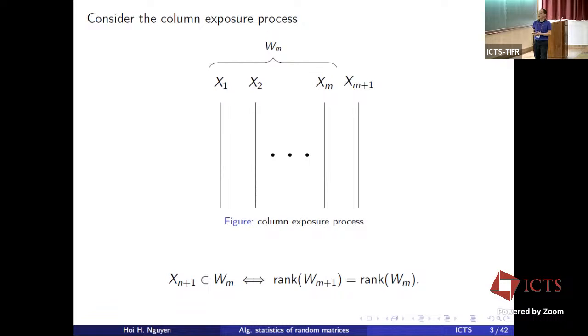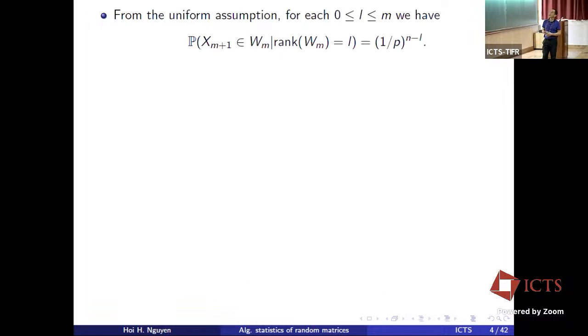Right, so W_m is the column space generated by the first m columns, and then we reveal the next column and we're asking whether it belongs to that subspace or not. If it belongs to the subspace, then the rank stays the same, where the rank is the dimension here. And if not, then the rank is increased by 1. What is that probability? The probability is quite easy.